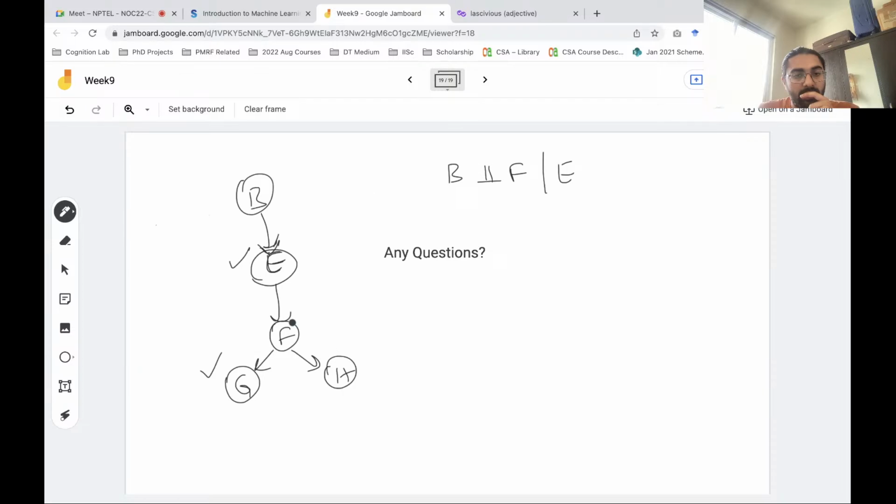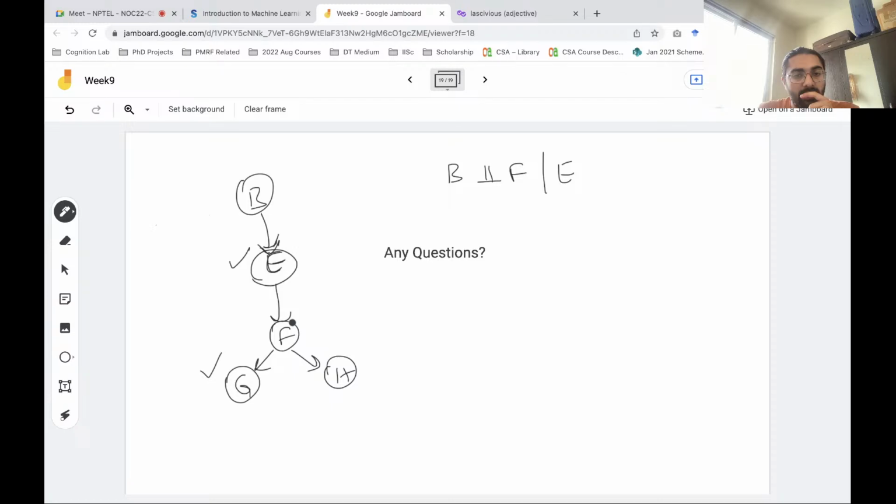G is known. See, in this sync source sort of a thing, knowing I will make them independent, but if I know I, will it make J and K independent? No. It will actually make them dependent. Yes, knowing I will make them dependent. So G is known, so F and H are not independent, right? F is not independent of H given G.